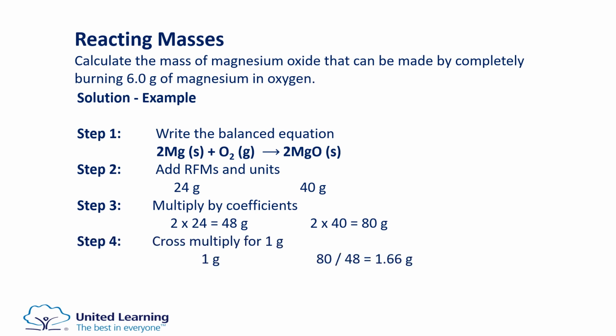Step 4, cross multiply for 1 gram. And so this is where we go back to our original equation in question 1 and 2. And it's mass divided by MR. And so 80 divided by 48 equals 1.66 grams. Step 5, we scale up to the mass in the question. And so it's 6 times 1.66, which equals 10 grams.